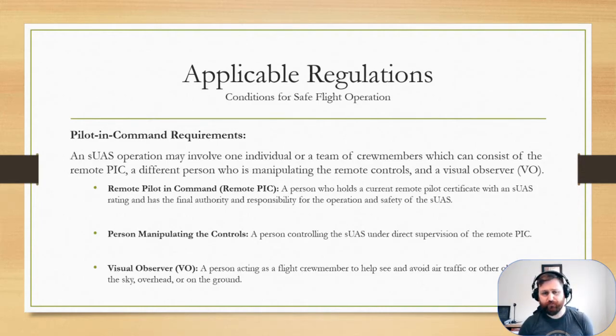Then we also have the visual observer. This is another person of our flight crew. A person acting as a flight crew member is basically just there to see and avoid air traffic or other objects in the sky, either overhead or on the ground.